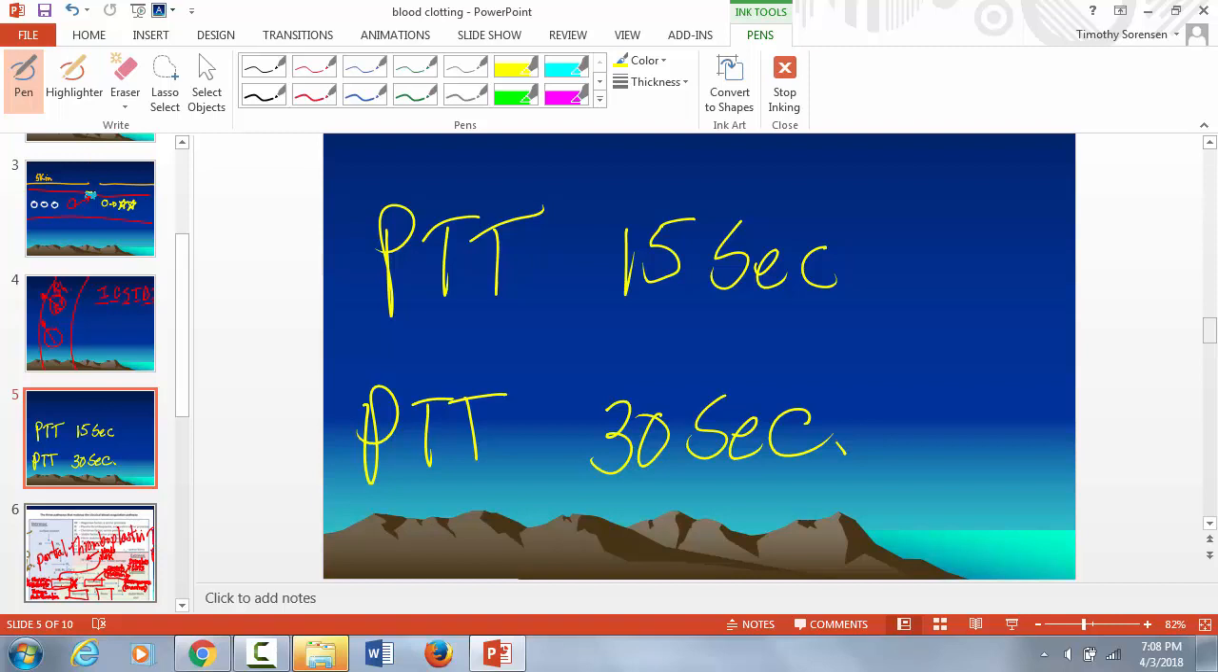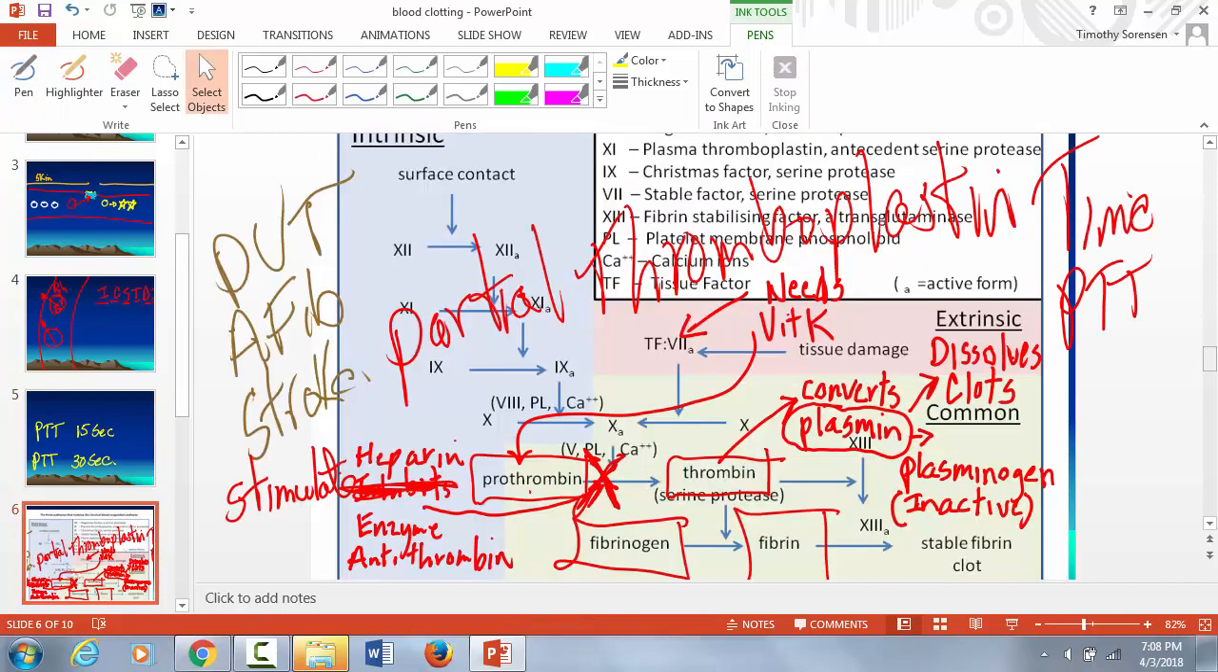Now, why isn't heparin given IM? Why isn't it given into the muscle?